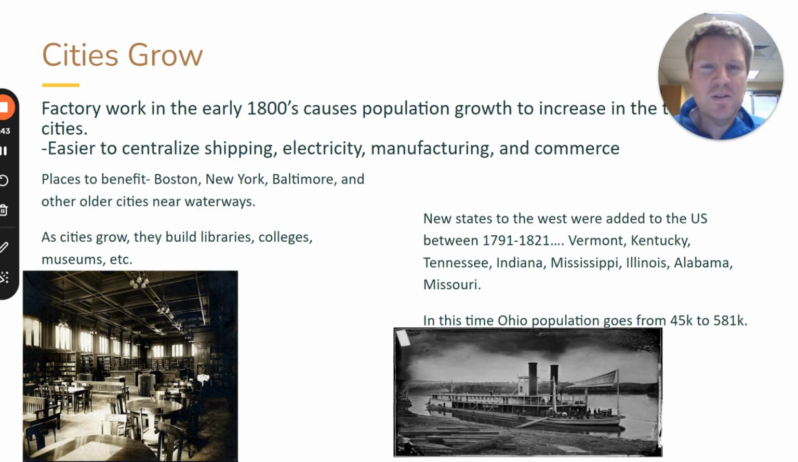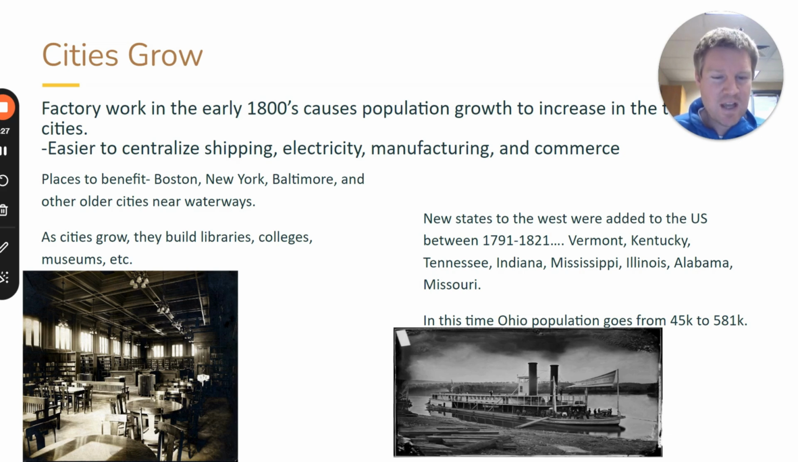The places that benefit the most are the old cities like Boston, New York, Baltimore, cities around waterways and the coasts and the rivers specifically. As the cities grow, they begin to build libraries, museums, colleges, etc. around the cities. Then around the late 1700s, you have states like Vermont, Kentucky, Tennessee, Indiana, Mississippi, Illinois, Alabama, and Missouri that get let into the U.S. and become states, and that will drive populations west, because now it's no longer considered the wilderness.